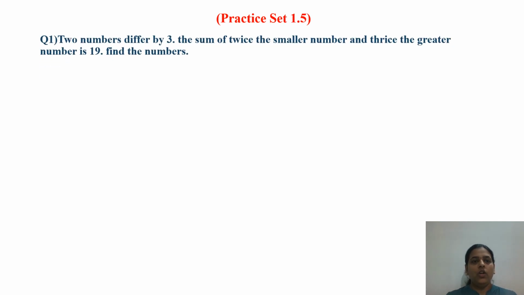Practice set 1.5, question number 1. Two numbers differ by 3. The sum of twice the smaller number and thrice the greater number is 19. Find the numbers. This type of question is also called a word problem.